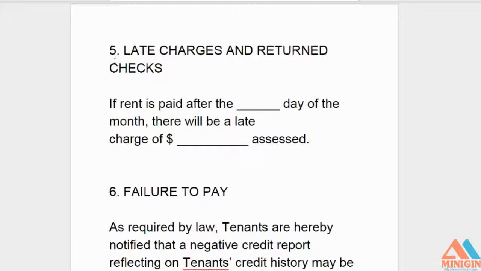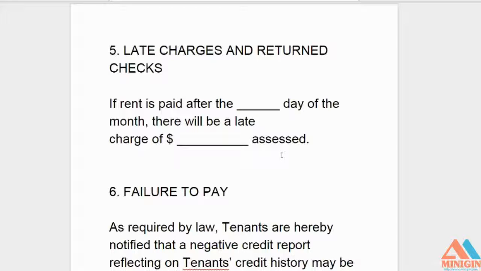Look at number 5. It says late charges and returned checks. So if you pay late, or if the check that you paid with didn't go through, you didn't have enough money actually in the bank to pay what you said you were paying, if that's returned, this is what happens. If rent is paid after the, you could say, 9th day, the 1st day of the month, there will be a late charge of however many dollars that you choose.